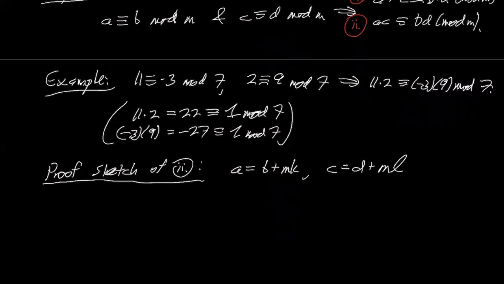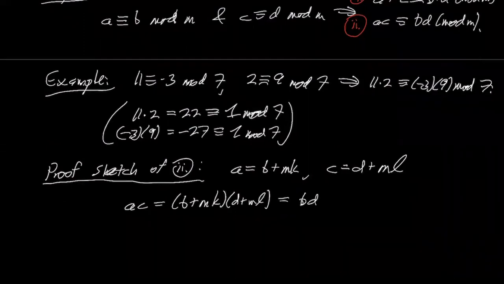And then if you take AC, multiply A times C, and if you FOIL this out, you actually get BD plus, well, you get an M, and you can factor it out. Let's see, I think there's a KD and a BL. You can check my letters, and an MKL. And so there's an M times something, right? This is an integer. This is an integer.